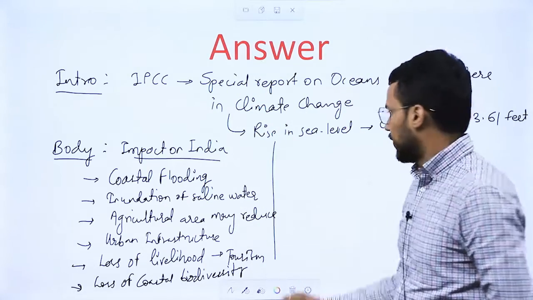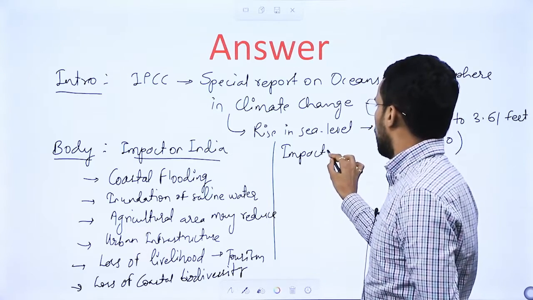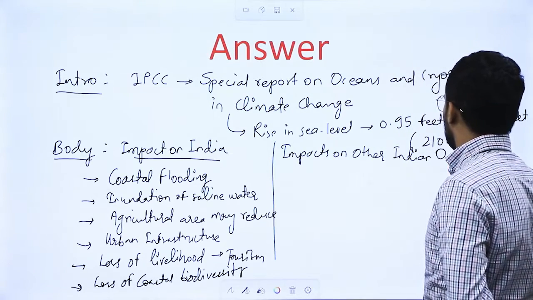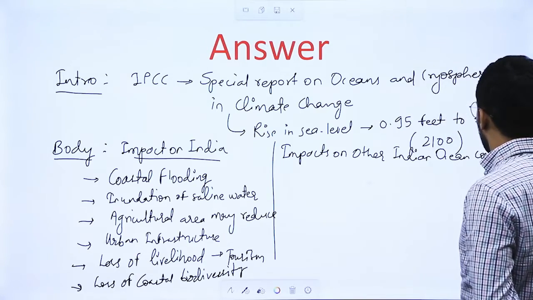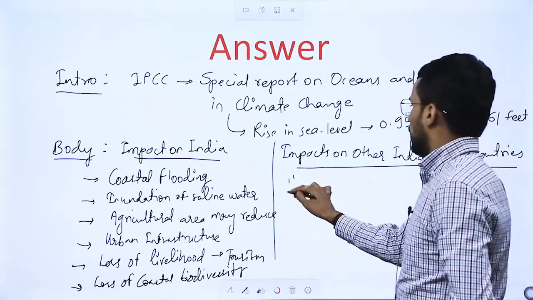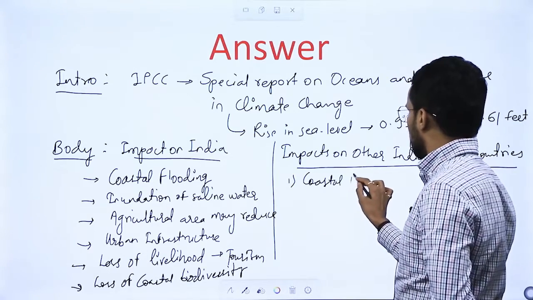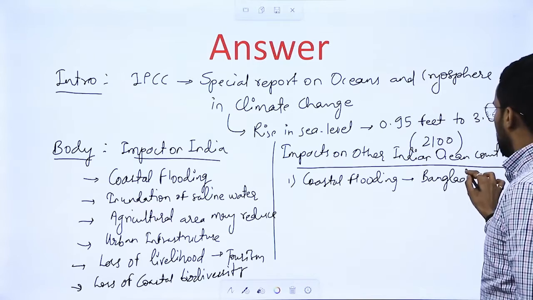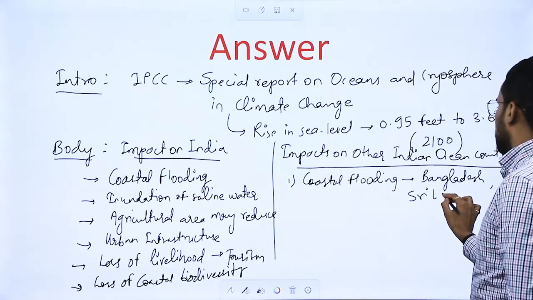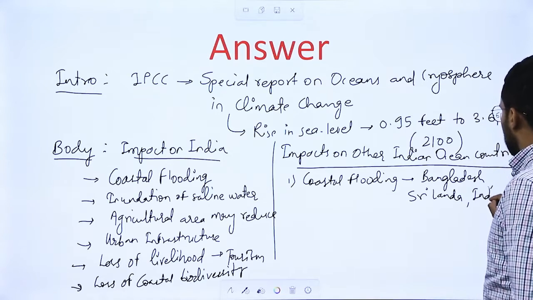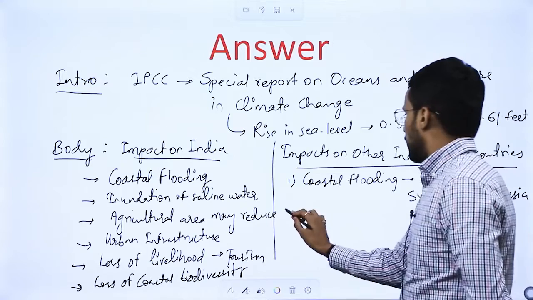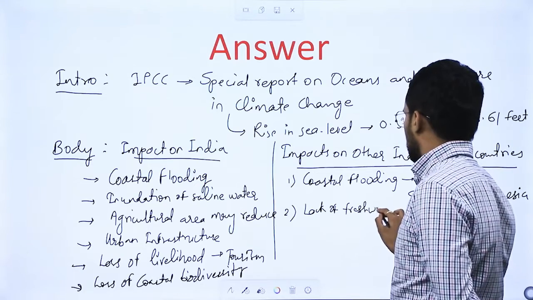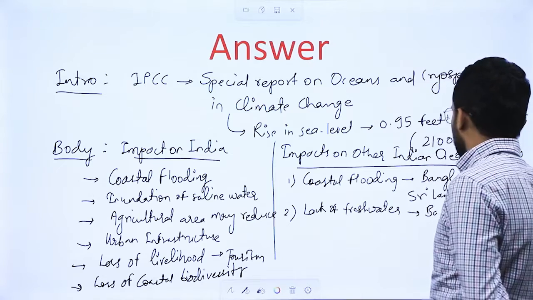with respect to India. Now, impacts on other Indian Ocean countries. So, more or less impacts will be similar. For example, coastal flooding will be seen in Bangladesh, Sri Lanka, Indonesia, etc. Then there will be lack of fresh water, especially in countries like Bangladesh.